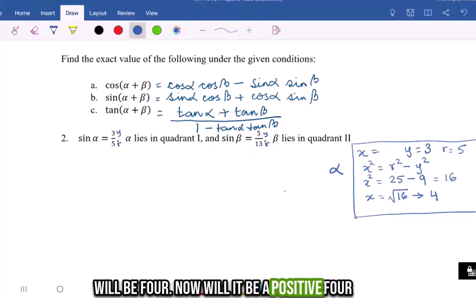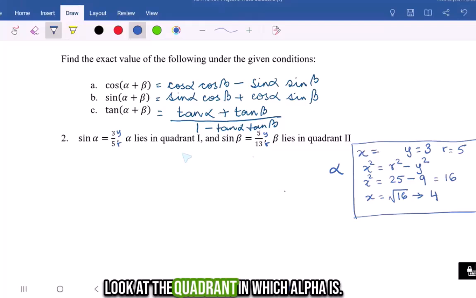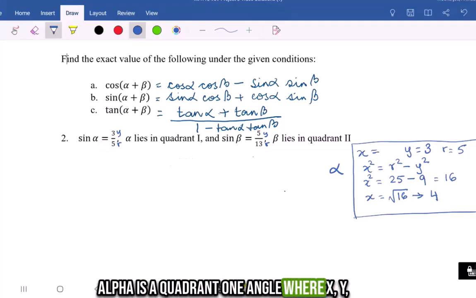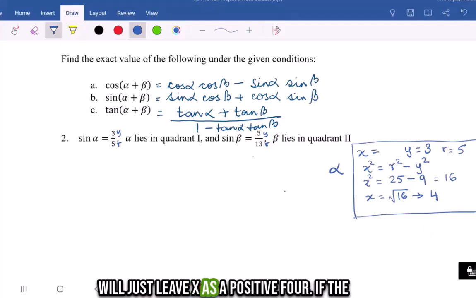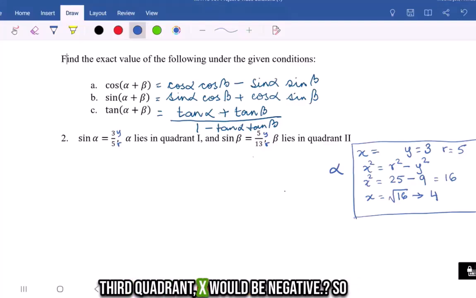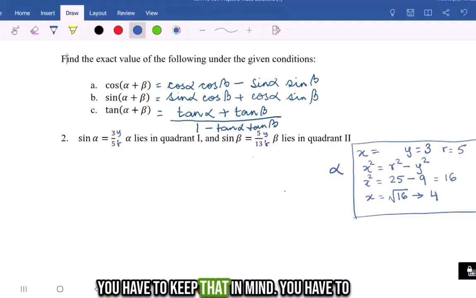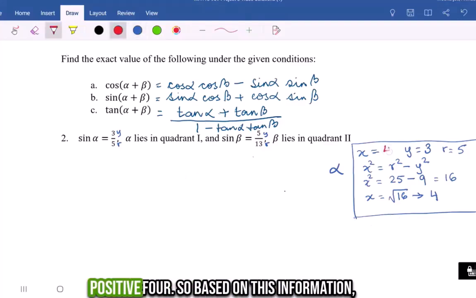Now, will it be a positive 4 or a negative 4? For that, we have to look at the quadrant in which alpha is. Alpha is a quadrant 1 angle. There x, y are positive values, correct? Therefore, we will just leave x as a positive 4. If the angle were in the second quadrant or in the third quadrant, x would be negative. So you have to keep that in mind. Because it's a first quadrant angle, x is a positive value, positive 4.